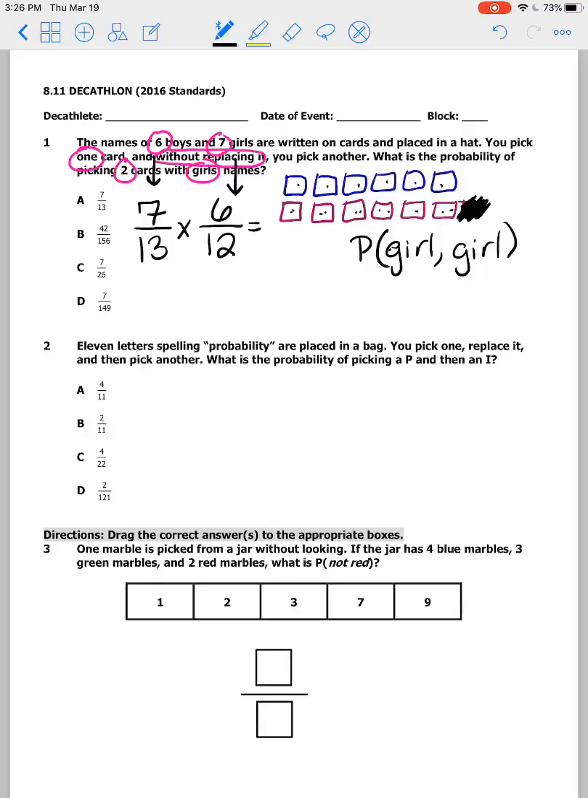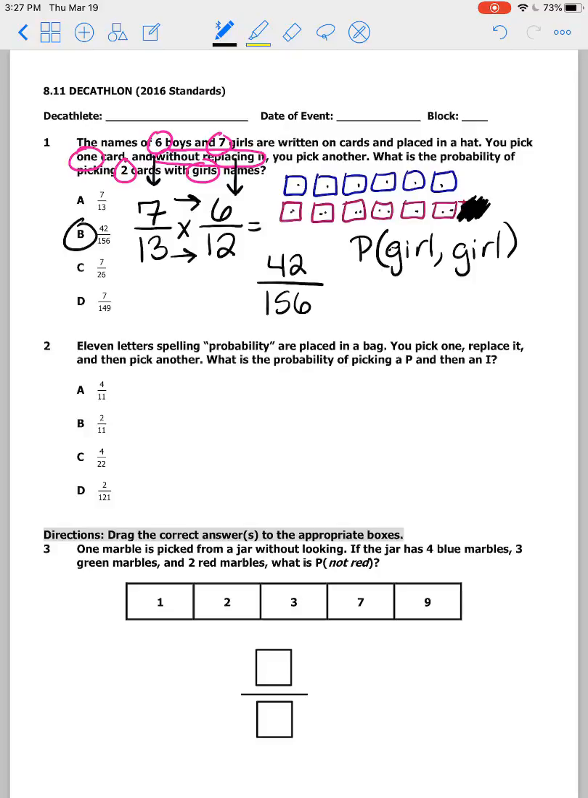Now to multiply fractions together, we just multiply across. So 7 times 6 is 42, and 13 times 12 is 156, so our answer is B. Now I know I mentioned this the other day when we had a group on Zoom, but you do not necessarily have to simplify with probability. So a fraction like 42 over 156 is perfectly acceptable.